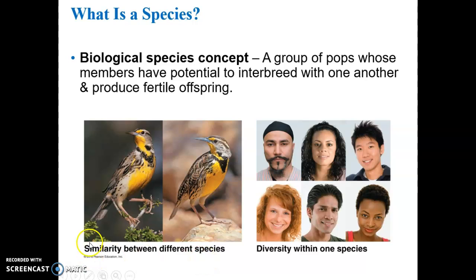For example, there are some really close similarities between species, and unless you're a bird expert, you would not be able to differentiate between these two birds, which are members of different species. They're different species because they either do not interbreed, or if they do interbreed, they do not produce living, viable, fertile offspring. So this is a common species definition, the biological species concept.